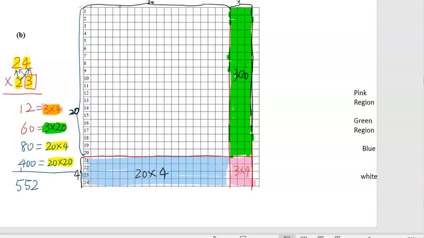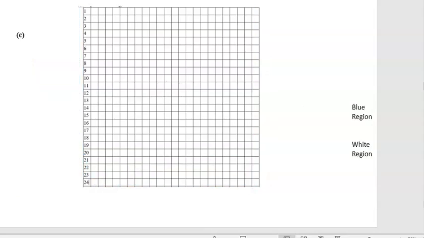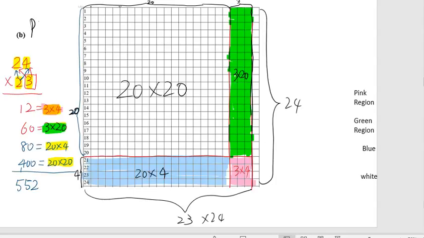And finally, the big white piece right here, that is exactly 20 rows and 20 columns. So as you can see, when we add all these 4 regions together, that is exactly 24 times 23. So that means 24 times 23 does equal those 4 different regions, these 4 multiplications adding up. So this is the partial products method.